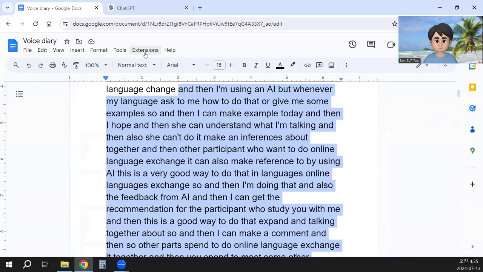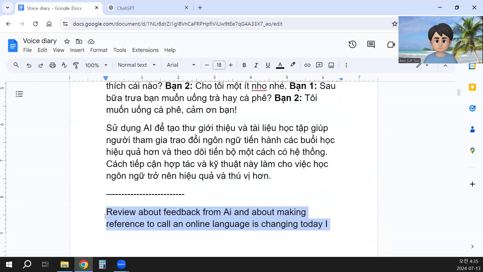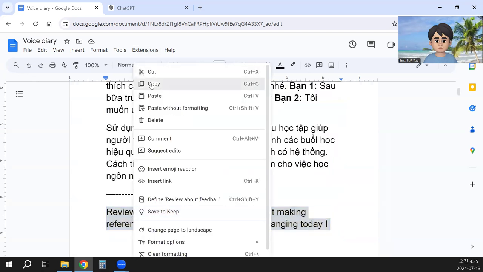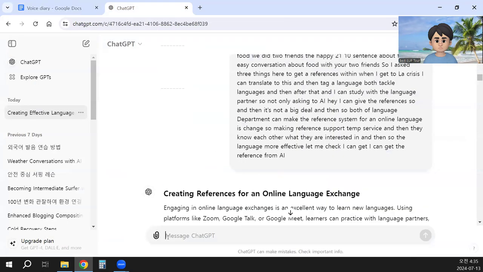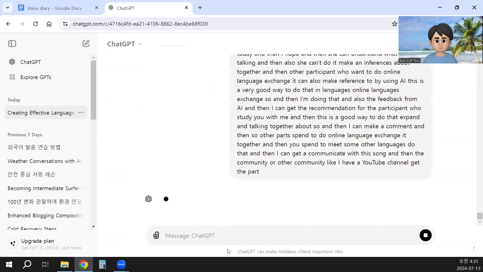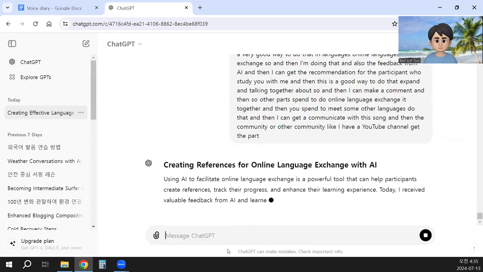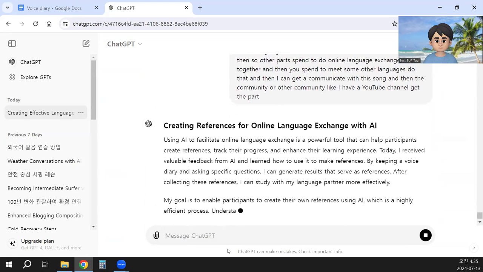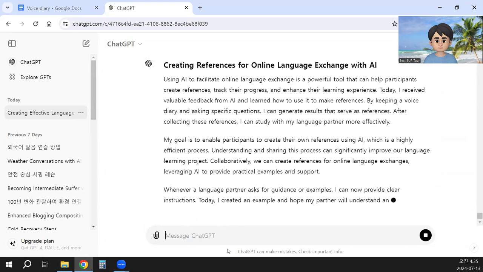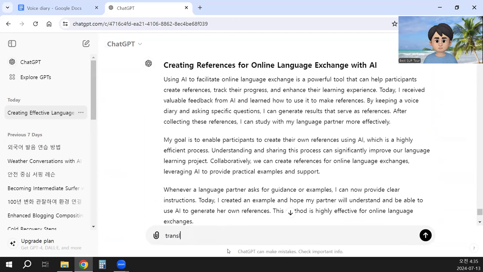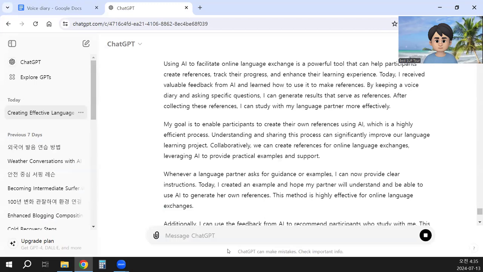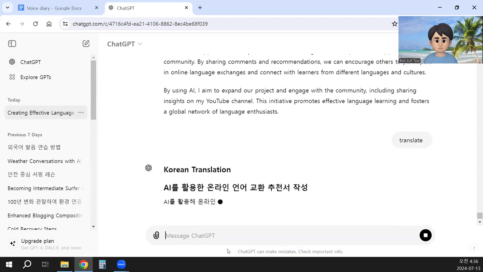Simply, I can go for this one page. I got only one page for the review, and then proofread with Voila.